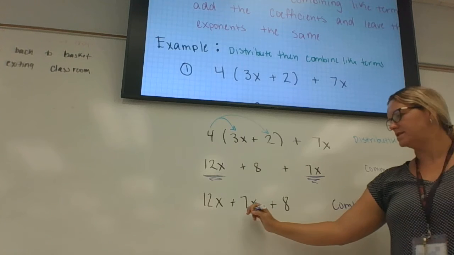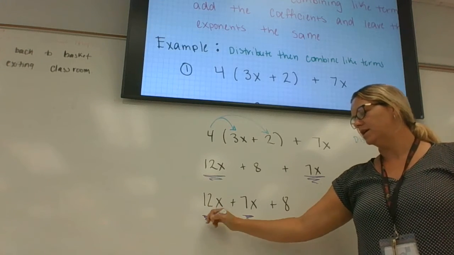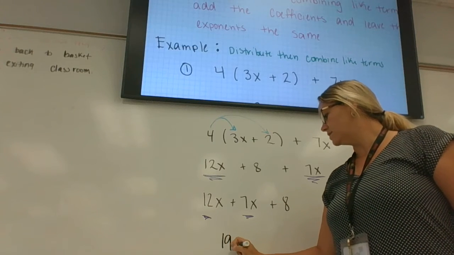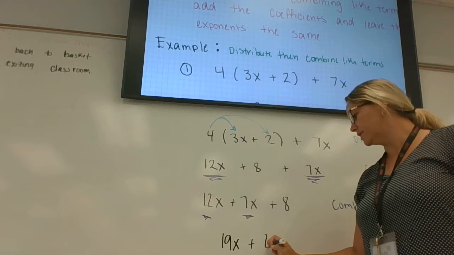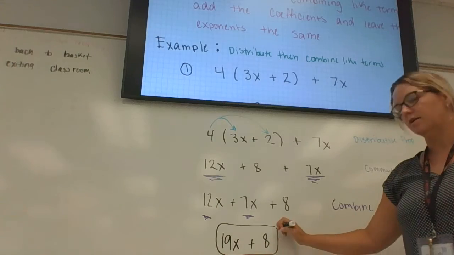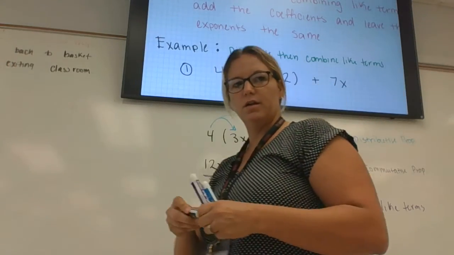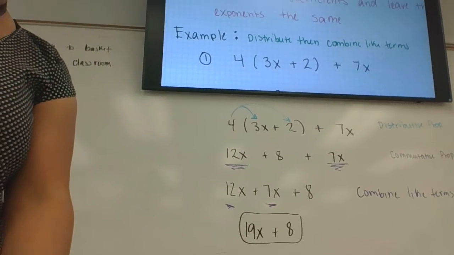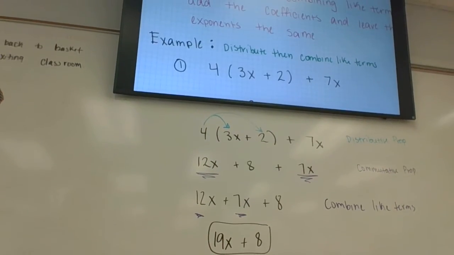This isn't a property, but I'm writing it for your notes. Like terms have the same exact variable. I add 12 and 7 to get 19. Bring down the plus sign and the 8. We cannot go further. There's your final simplified answer for example 1.